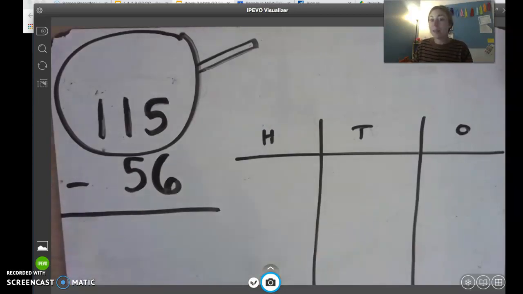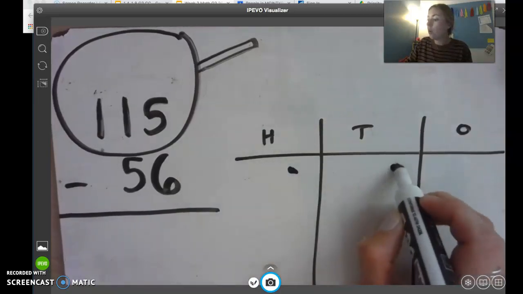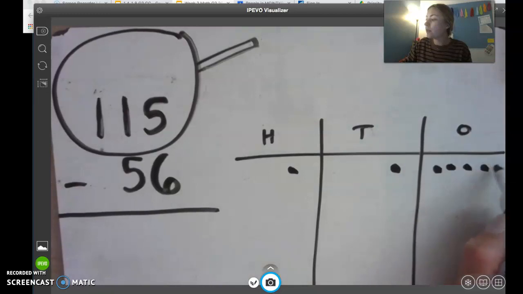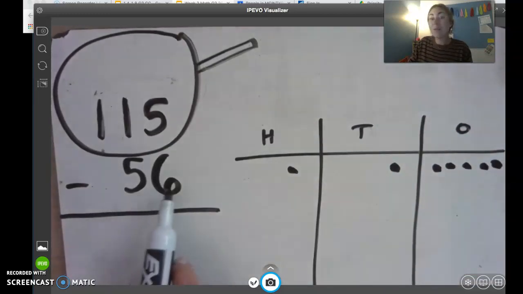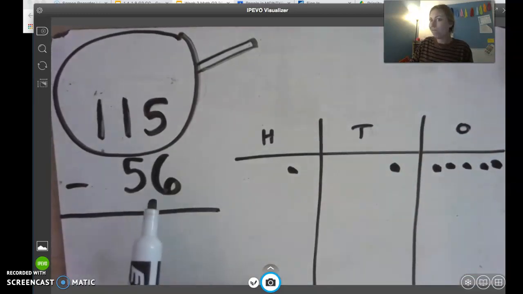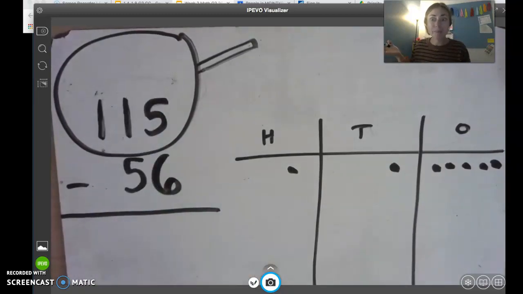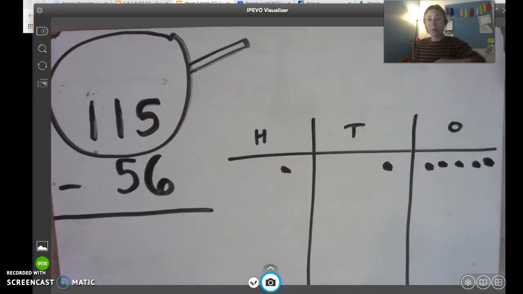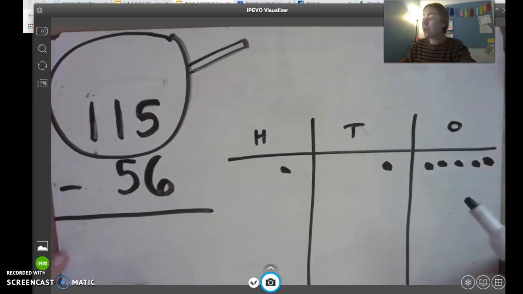So my next step is to build it. So I'm going to build 115, 100, 110, and 5 ones. Let's try to take away 56. I'm looking at my ones here. What's the problem? Yeah, I can't take 6 ones from 5 ones. So what do I have to do? That's right, I have to unbundle.